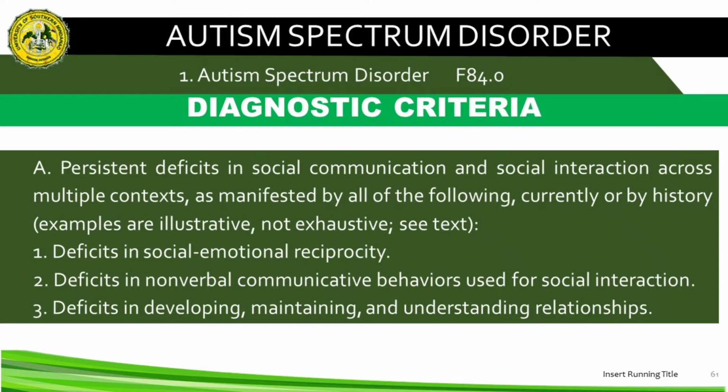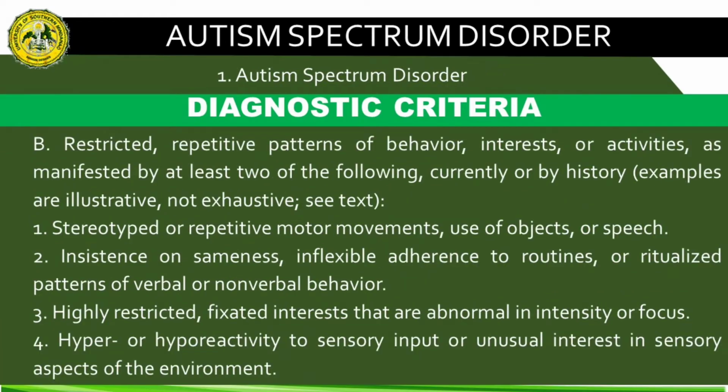So, criterion A impairments are pervasive and sustained. In criterion B, restricted, repetitive patterns of behavior, interests, or activities as manifested by at least two of the following, currently or by history.